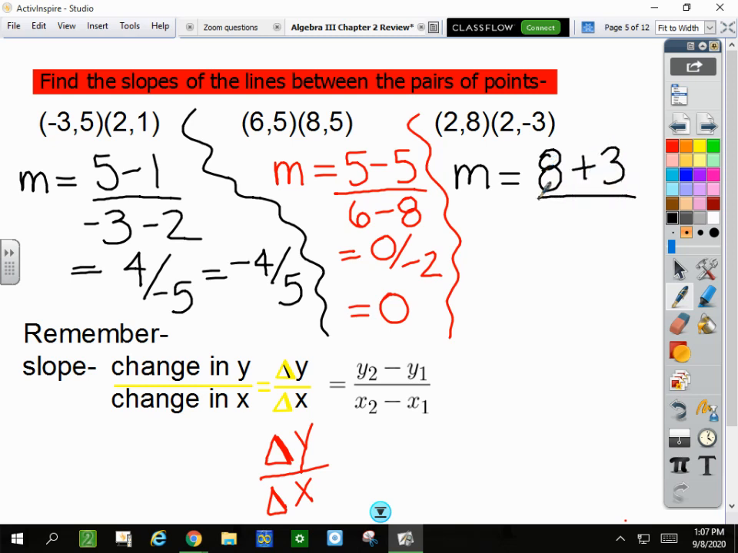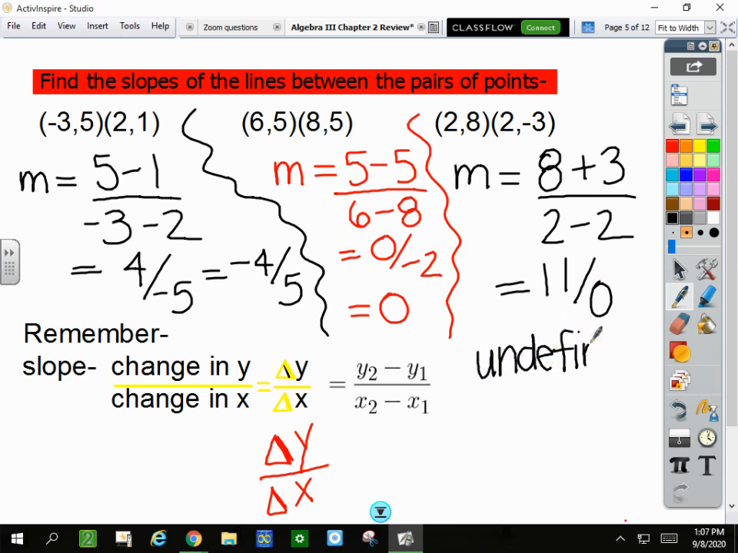And then the last one, slope equals change in y, so 8 minus -3. Notice that, 8 minus a negative, you're adding. And then 2 minus 2. 11 over 0. 0 in the denominator, whether you're finding slope in Algebra 1, limits in calculus, no matter what you're doing, 0 in the denominator is always undefined.